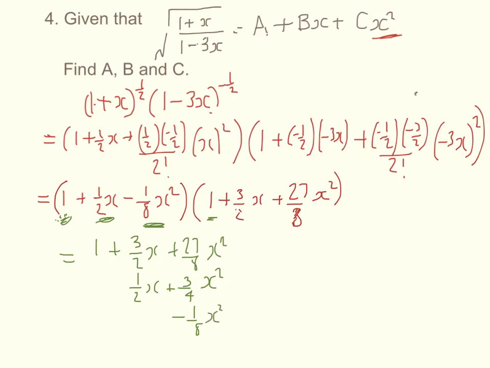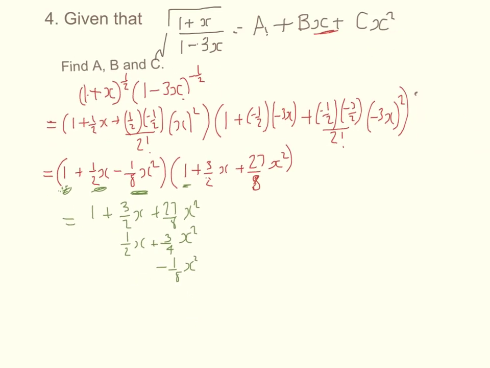Okay, so because they're lined up, I can add them up. So I've got here 1 plus 3 over 2x plus x will give me 2x, and then I've got 27 eighths plus 6 eighths minus an eighth, which will give me 32 eighths, or 4x squared. So who would have thought something so complicated looking as the question would come to such a nice simple answer?